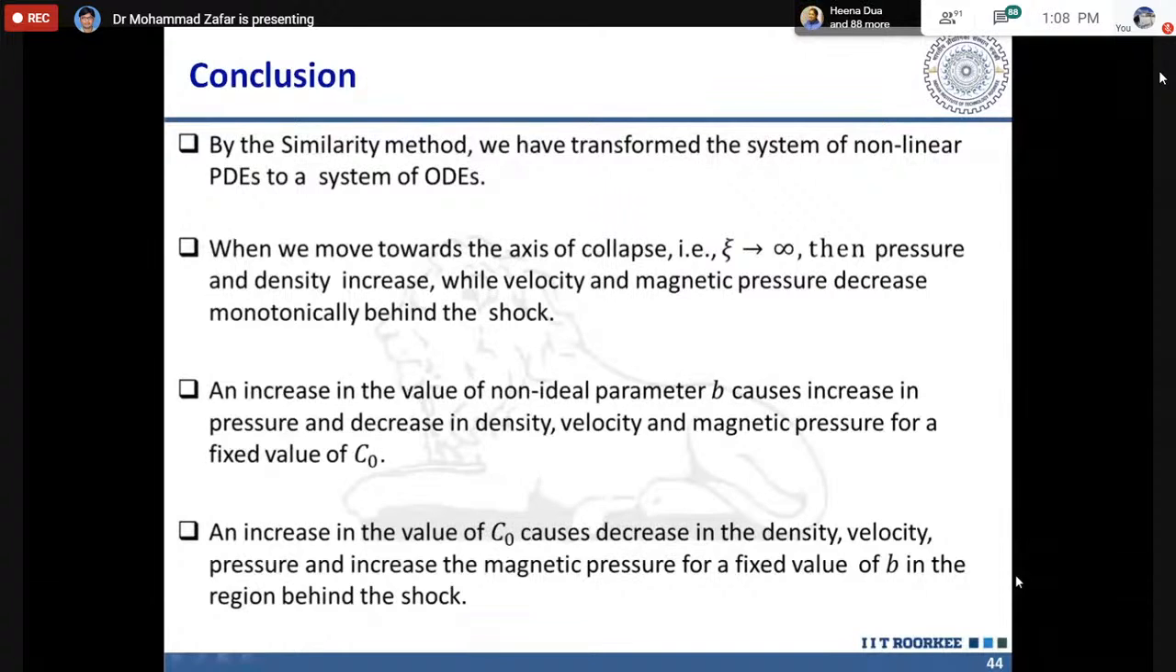Also, an increase in the value of the non-ideal parameter B causes an increase in pressure and a decrease in density, velocity, and magnetic pressure for a fixed value of C naught. Also, the last line: an increase in the value of C naught causes a decrease in the density, velocity, pressure, and an increase in the magnetic pressure for a fixed value of B in the region behind the shock. Next slide, please.